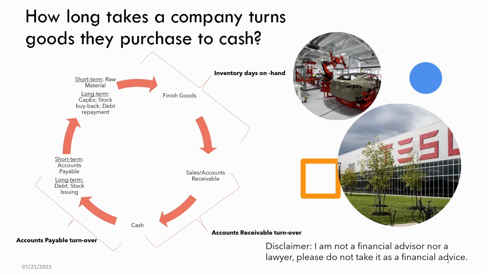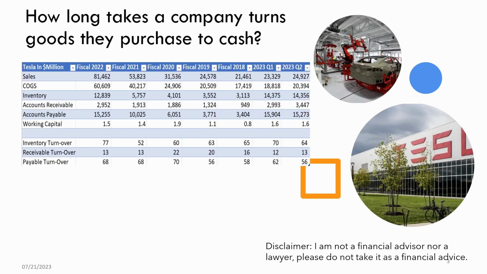Before I dive into details about Tesla, I'd like to make a disclaimer here. I'm not a financial advisor, not a lawyer, so please don't take it as financial advice. This table I created is based on Tesla's 10-K from 2018 to 2022, and then the 10-Q for the first 4 quarters of the current year, which is 2023. The lower panel of this table calculates the three ratios I just mentioned in the prior slide. And everything you see here is in days, okay?